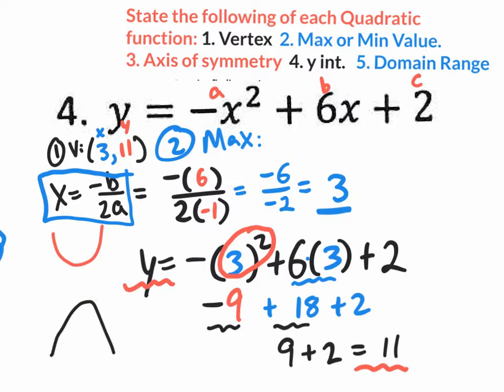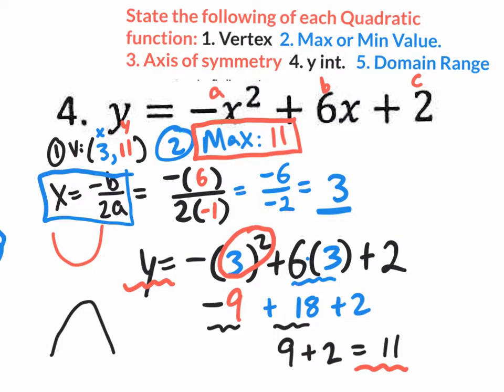So that max value is what, according to the information we have right here? 11. So the max value is 11. So there's the answer for number 2. Again, how do you determine if it's max or min? Look at the a value. If it's positive, it's opening up, which would mean you have a min value. If it's negative, it's opening down, which means you have a max value, okay? And of course, that maximum or minimum is simply the y value of your vertex, or you could even rewrite the whole vertex as your max or min.